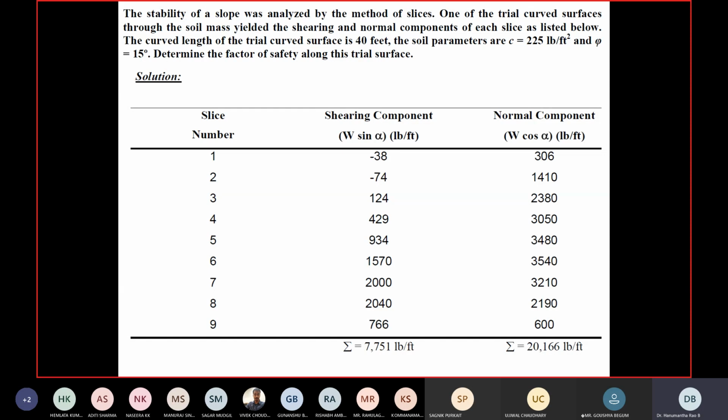This is the biggest distinction, where in the other method the component has been taken as instability or driving component, whereas in the method of slices it depends upon where it is lying, on the left side or right side of the center of the circle. So a few of the components cause even stability also. So these are the shearing component and normal components corresponding to each slice, and it has also been listed here: the summation of the shearing component and the summation of the normal component.